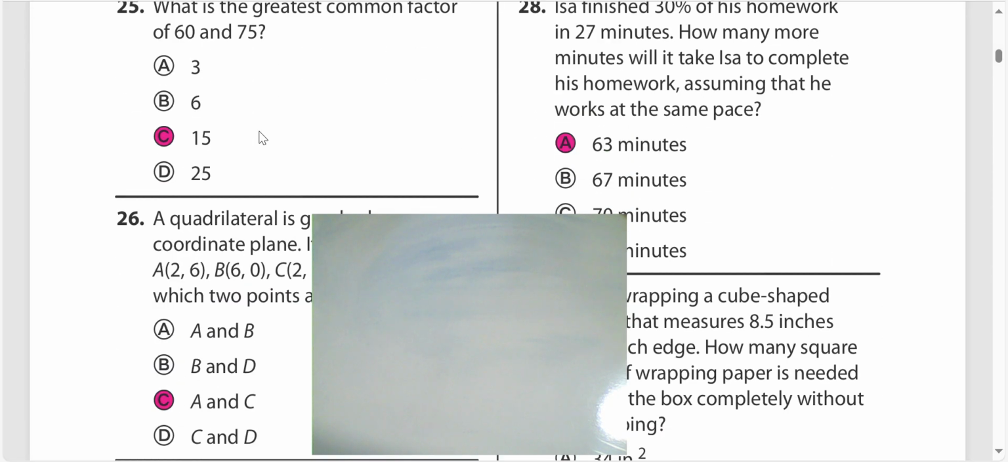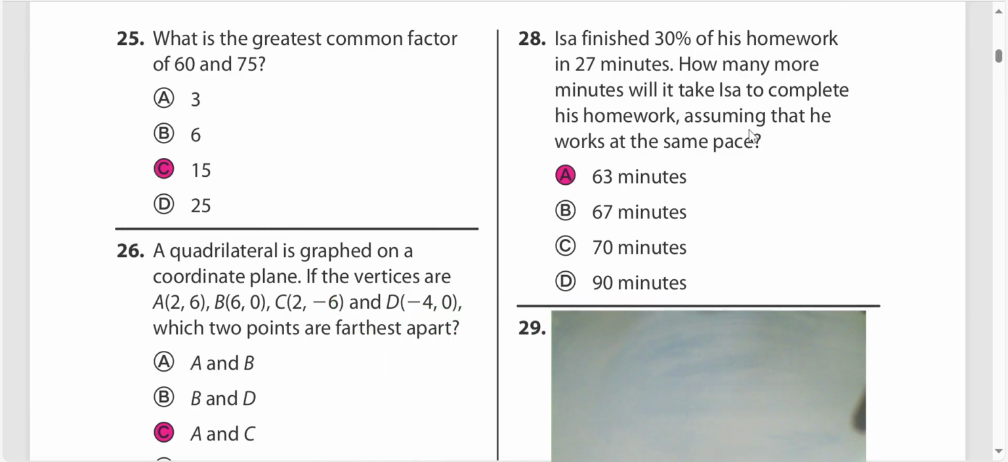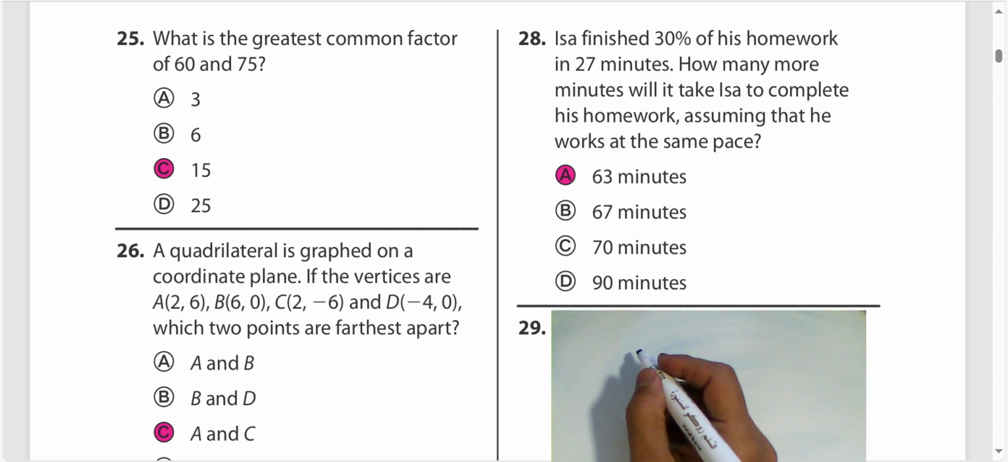Here, question 28. Isa finished 30% of his homework in 27 minutes. How many more minutes will it take him to complete his homework, assuming that he works at the same speed? 30% of his homework in 27.